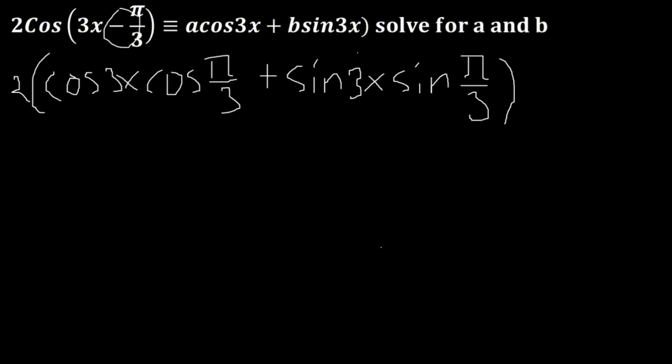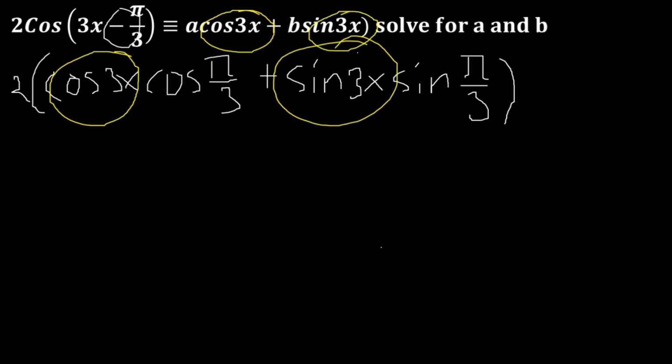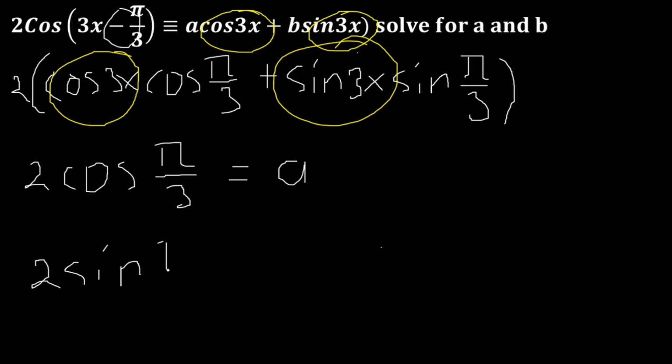Okay, from here you can equate the equivalent parts. You have this cos 3x, and there's a cos 3x at this point. You have sin 3x, and there's a sin 3x at this point. Hence you can equate the parts. You take this 2 inside, that is 2 cos pi on 3 is equal to a directly, and you have 2 sin pi on 3 is equal to b directly, and that is the answer for a and b. Therefore our a is 2 cos pi on 3 and our b is 2 sin pi on 3.